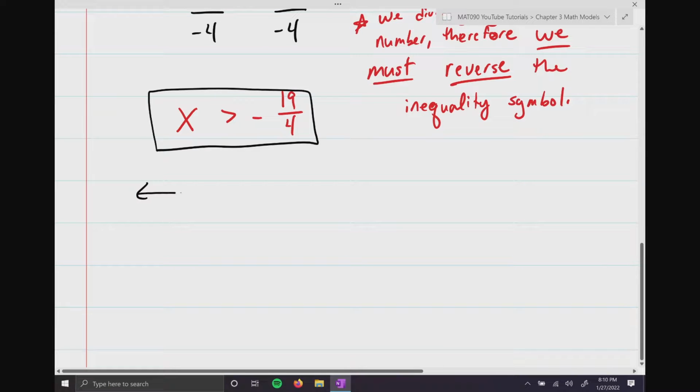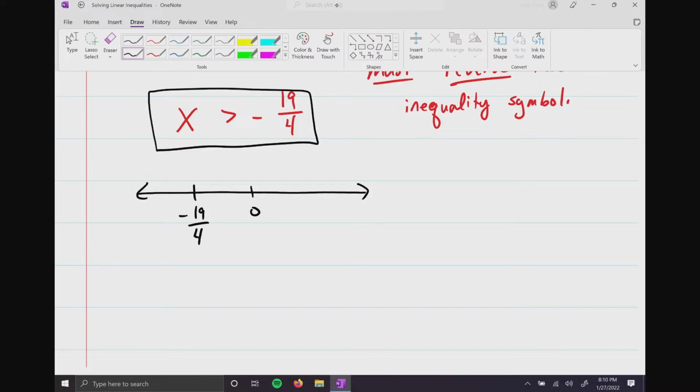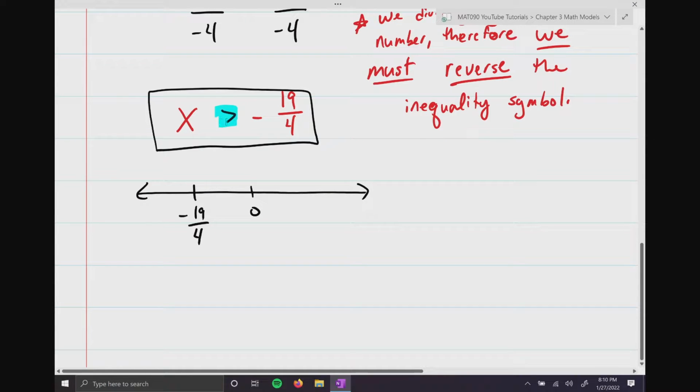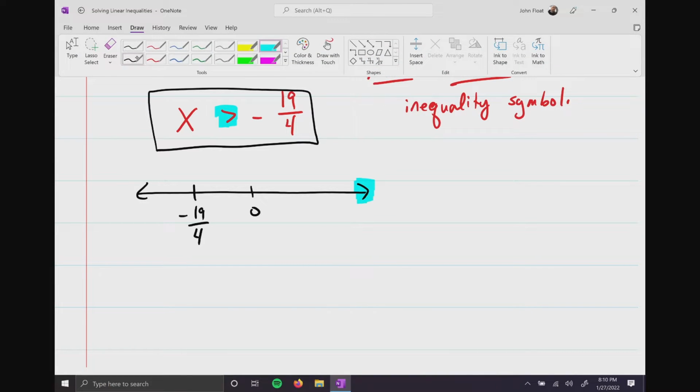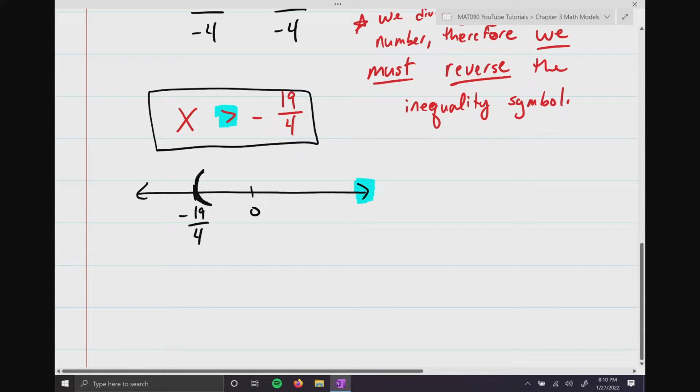I draw my number line. I put 0 right in the middle. Since our solution is a negative value, I will put it on the left-hand side of 0. Now I know this is greater than, and if you're looking at the screen, notice that this inequality symbol has the same shape as the right end of my number line. So I'm going to use a parenthesis and shade everything to the right. From here, I can write my interval notation. I start with a parenthesis, negative 19 over 4, comma, positive infinity, with a parenthesis.